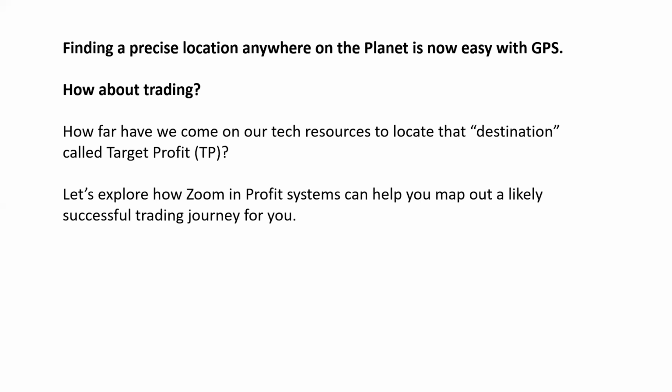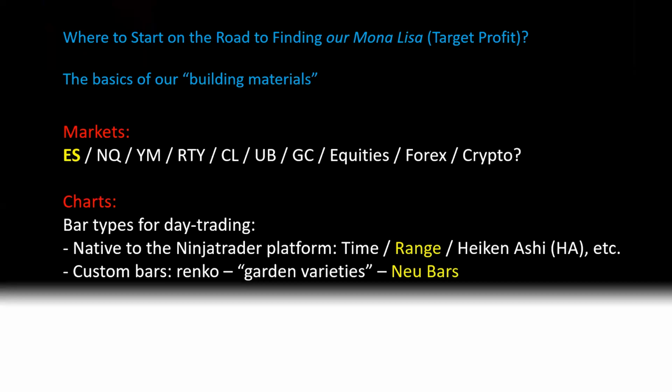So let's explore how Zoom-in Profit Systems can help you map out a likely successful trading journey based on some of the principles of the top-down approach. So where to start on the road? Let's discuss the basics of our building materials: markets and charts. There are so many markets, but you really need just one of them to make money, and good money. We have the indices, crude oil, gold, treasuries, and then Forex and crypto, but you only need to take one.